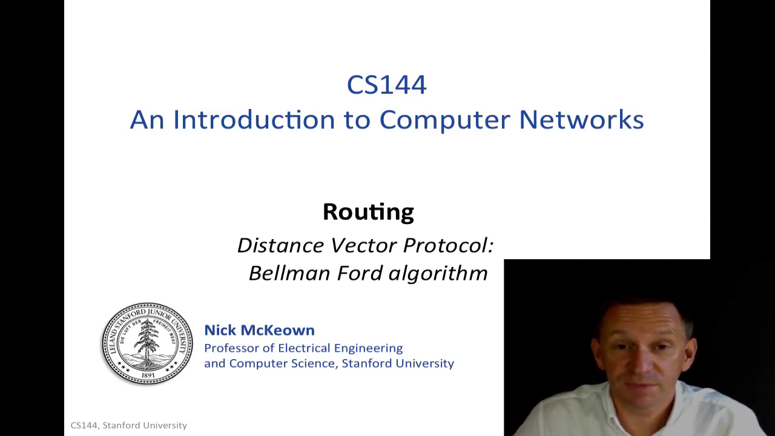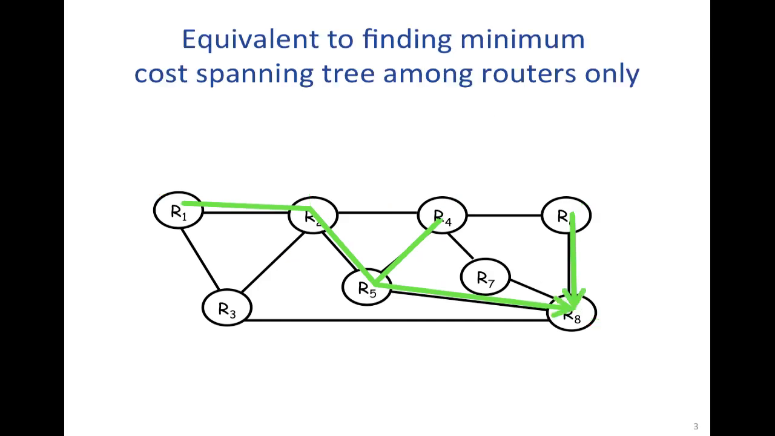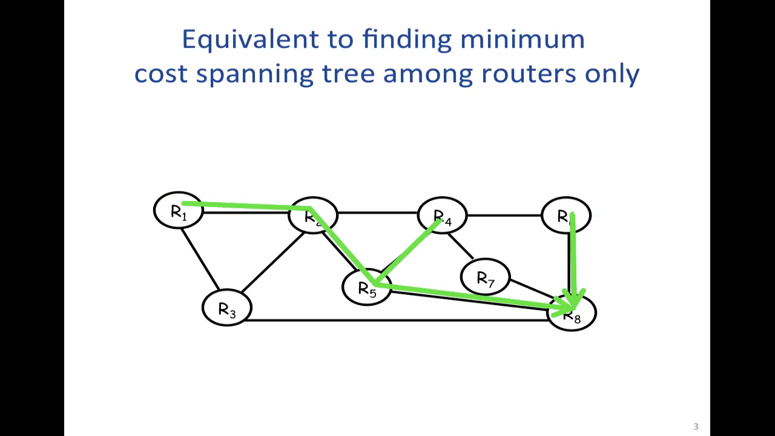And we're going to see a specific example of this, what's known as the Bellman-Ford algorithm, which is the most commonly used algorithm in these distance vector protocols. So the particular problem we're going to address is how can routers work together to find the minimum cost spanning tree. Here's an example that I've shown in green as the minimum cost spanning tree for this particular graph. Notice that this is equivalent to finding the minimum cost spanning tree amongst just the routers. It didn't matter whether I included the end hosts, because really in the end we're just building the spanning tree amongst the routers. So in the rest of the examples I'm just going to confine myself to that.